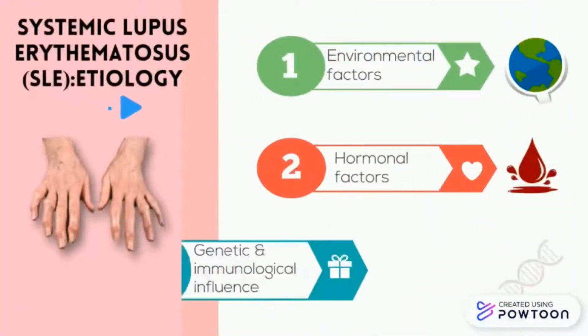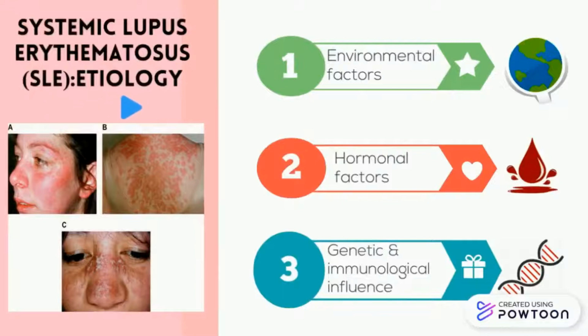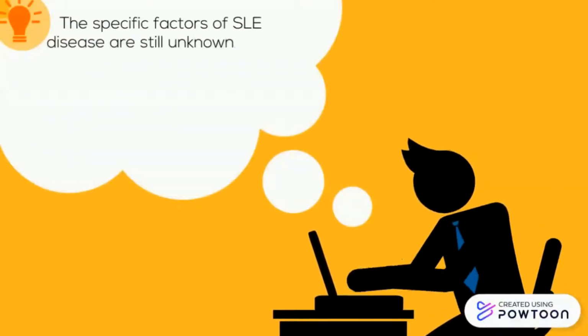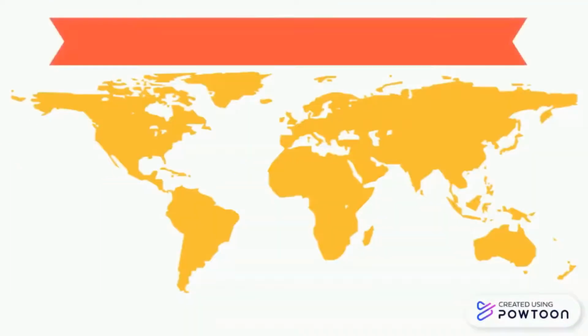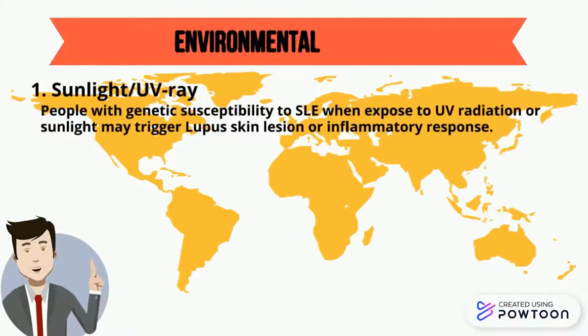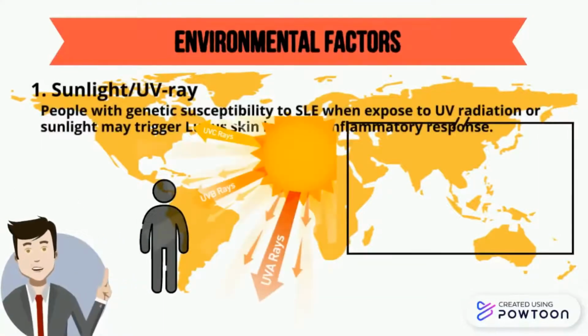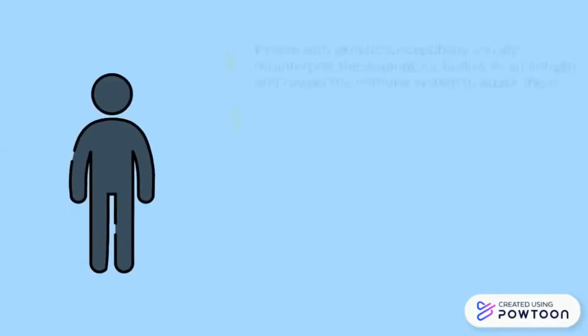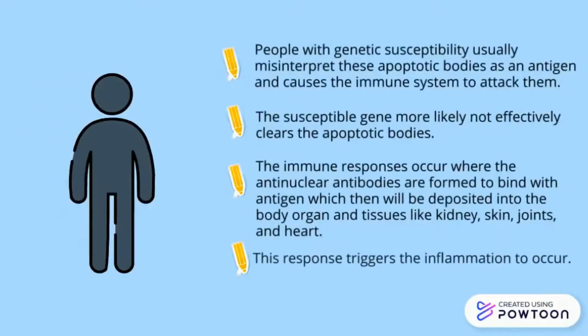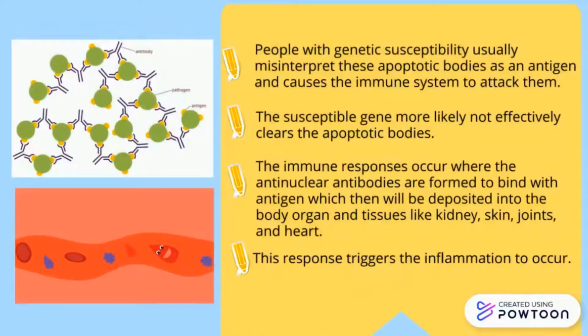The etiology of SLE includes: when the skin is exposed to sunlight, the DNA of the skin cell becomes damaged, where the cell undergoes apoptosis. The immune system misinterprets these apoptotic bodies as an antigen, causing the immune system to attack them. Susceptible genes do not effectively clear the apoptotic bodies.